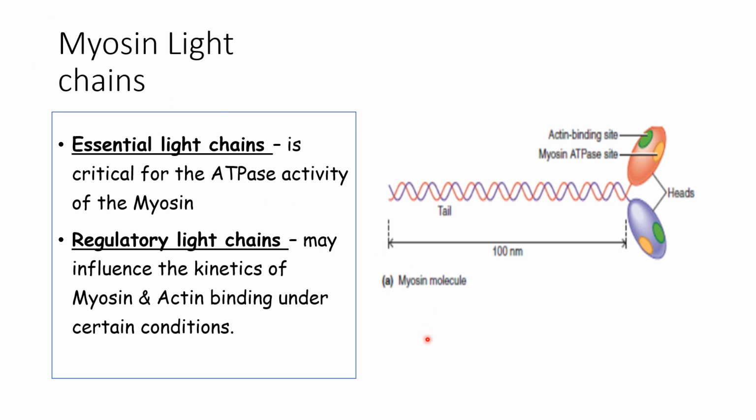So these are myosin light chains which are present in the region of the head. They are of 2 types, the essential light chain. Essential, why? Because they contain the ATPase activity and the myosin binding ATPase site is there. And the regulatory light chain, which influences the kinetics of myosin and actin. They do not play a direct role in muscle contraction, but they have a regulatory role.